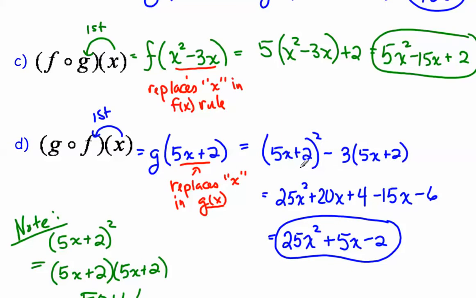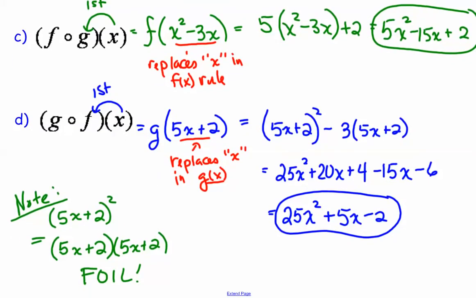I have to note also that when I have a binomial like this that's squared, I don't just simply distribute and square both of those. It means 5x plus 2 times 5x plus 2, which means, as my note says here, I got a FOIL. Okay, and you're going to end up with a trinomial, 3 terms there. Distribute your negative 3 and then combine your like terms for your final answer.